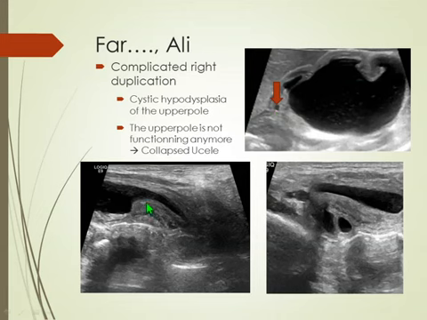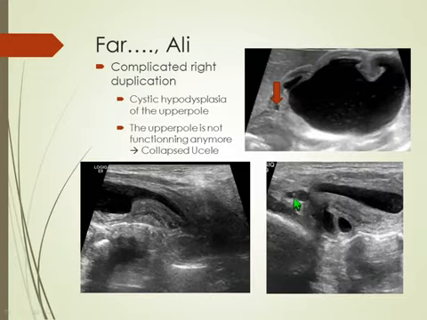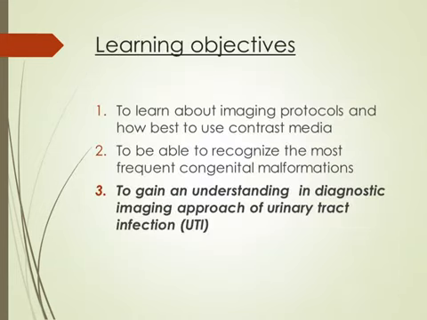We see here this image, this thickening. This is a collapsed ureterocele. The upper pole is not functioning anymore, and this is why the ureterocele has collapsed. Finally, you did have two ureters, and waiting a little while, you see that you do have a duplex collecting system. So this is a complicated right duplication.